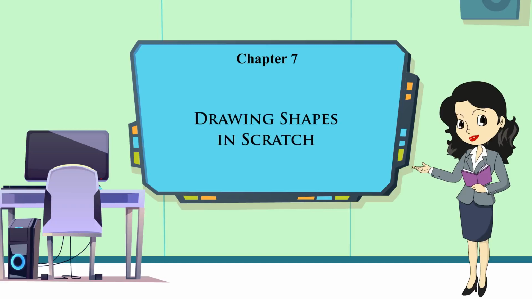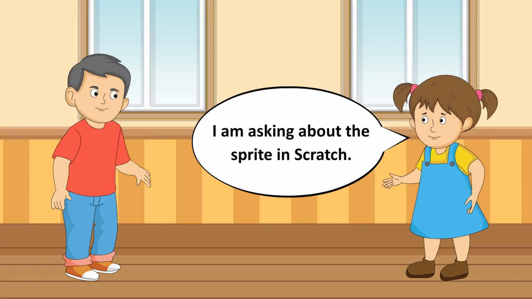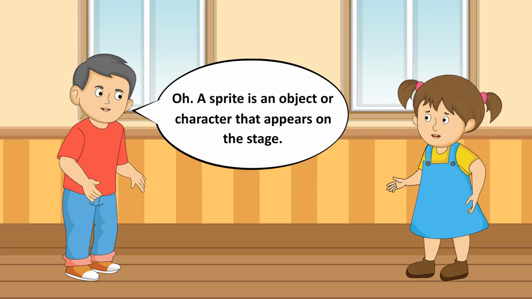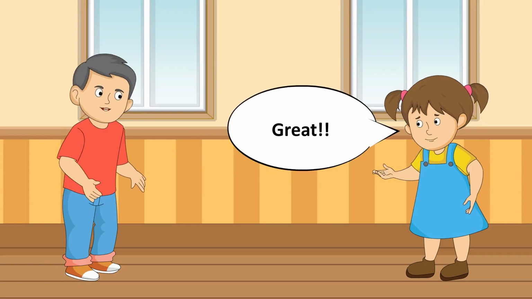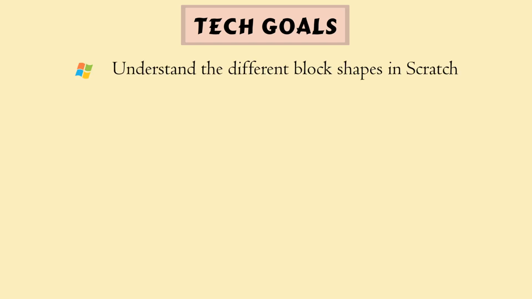Chapter 7. Drawing Shapes in Scratch. What is a Sprite? It is a soft drink. I'm asking about the sprite in Scratch. Oh, a sprite is an object or character that appears on the stage. Great! Tech goals. Understand the different block shapes in Scratch.